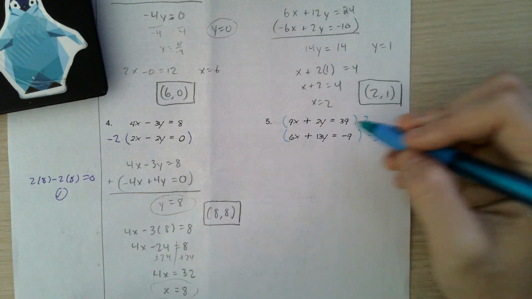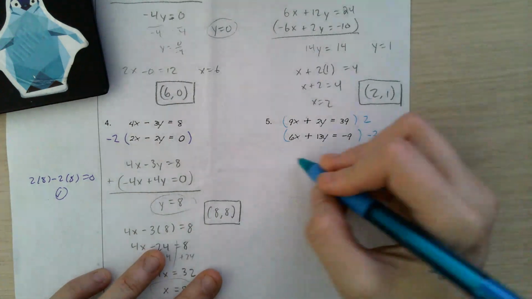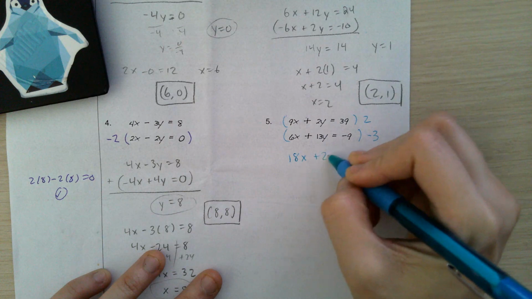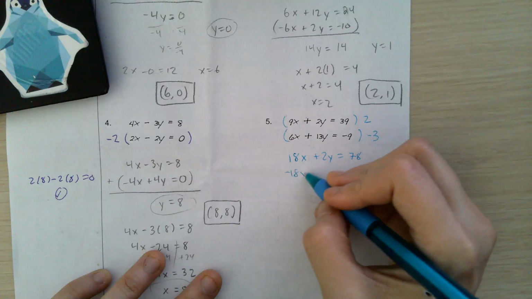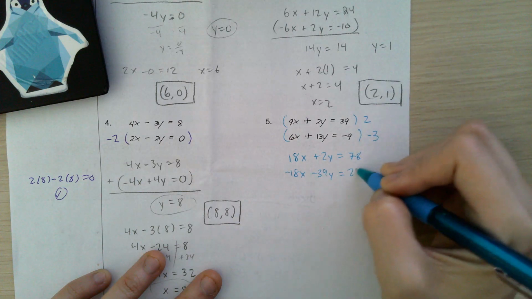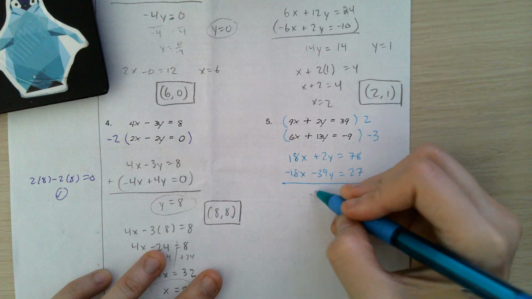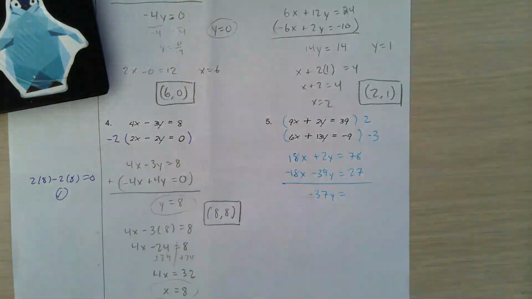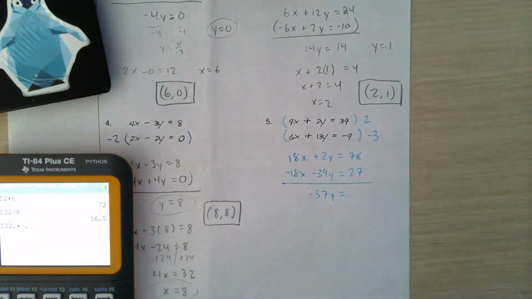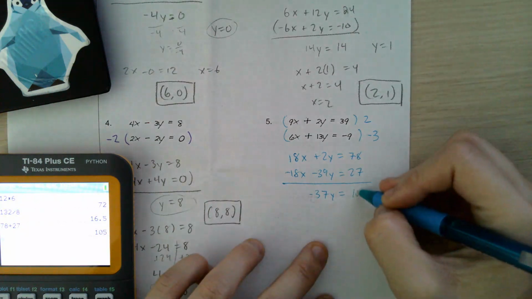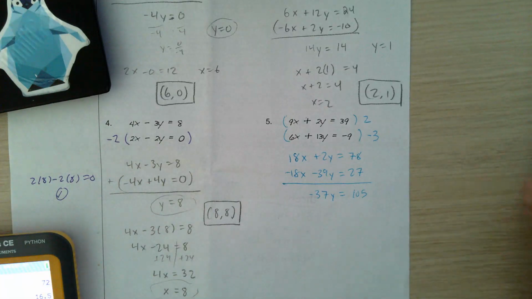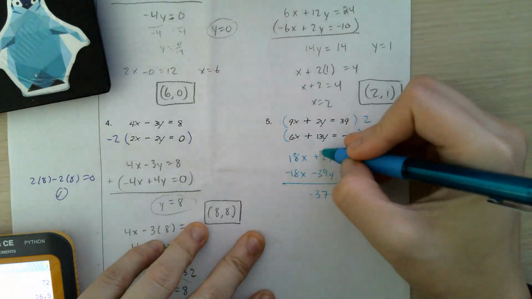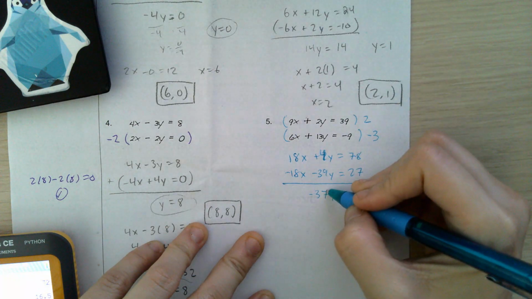So I'll do this one, and then I'll do another one that might have been a little more obvious. So we have 18x plus 2y equals 78. And then -18x minus 39y equals 27. We add them. We get -37y equals, what is that? 105? 78 plus 27. 105 divided by, oh, that's not right. Where did I go wrong? Forgot to multiply the 2y. This is a 4. This is a 35.